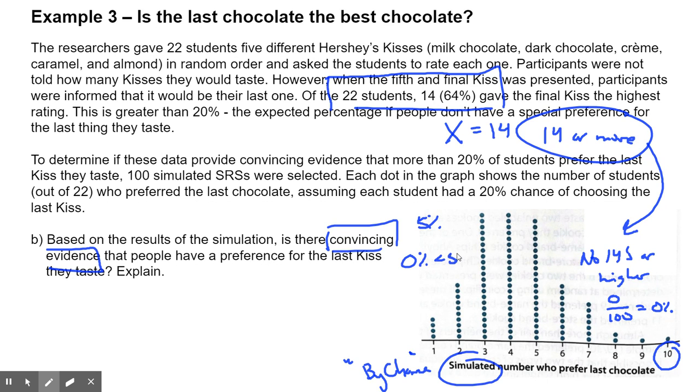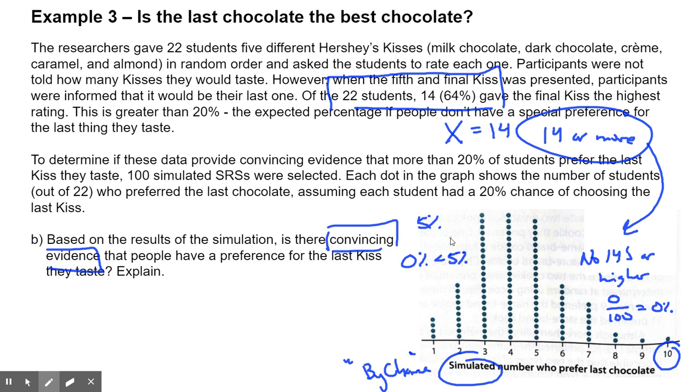0% is less than 5%. If something happens less than 5% of the time by chance, then we think it means something. That provides us with convincing evidence of what they're trying to show. But if something happens more than 5% of the time by chance, then we say, that could just happen. Sampling variability. It just is what it is. I'm not going to read too much into it.